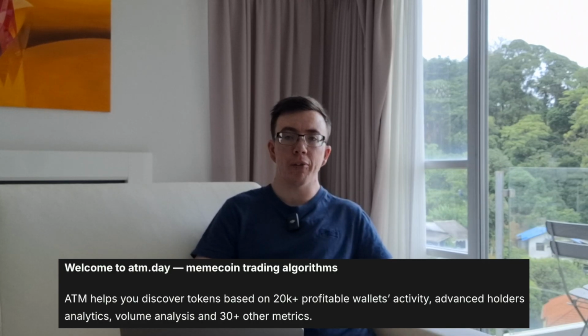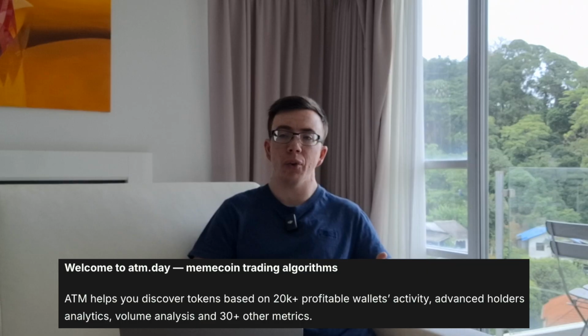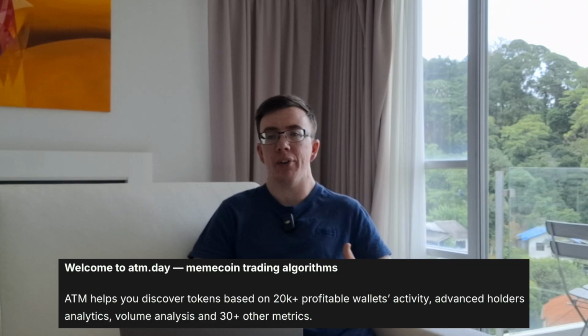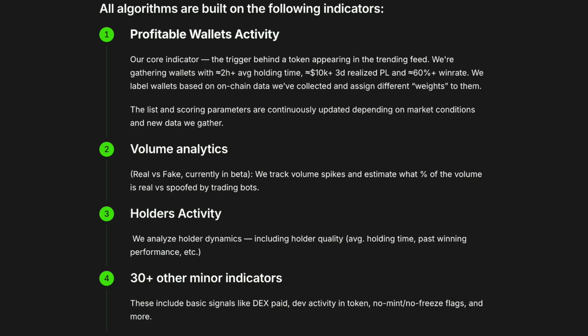So ATM is made up of several different algorithms, which track data from a constantly evolving database of over 20,000 insider wallets and professional traders, as well as volume data, holder analytics, and over 30 other on-chain metrics. Each one of those metrics carries a certain amount of weight and significance when it comes to signaling tokens, and when you put it all together, you end up with calls like the ones I just showed you.